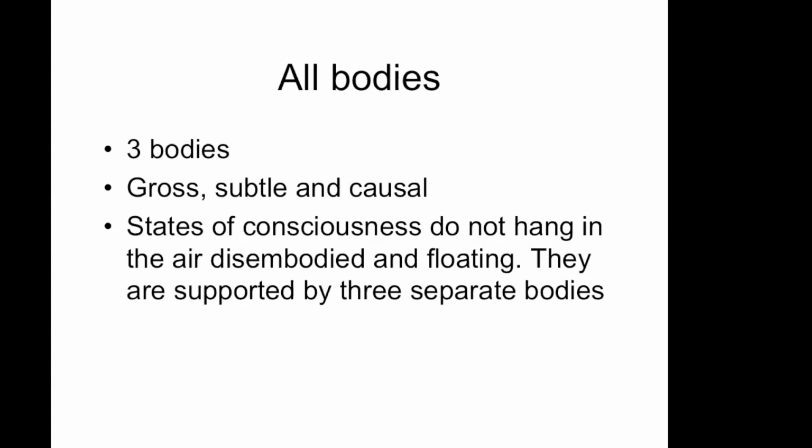So that's levels. Now I'm going to go on to states. So before I go on to states, I'm just going to talk about bodies. So in Wilber's theory, there are three bodies. States of consciousness are held by these three bodies. So there's gross, subtle, and causal bodies. So we don't just have one body, we have three bodies. So states of consciousness do not hang in the air, disembodied and floating. They are supported by three separate bodies.